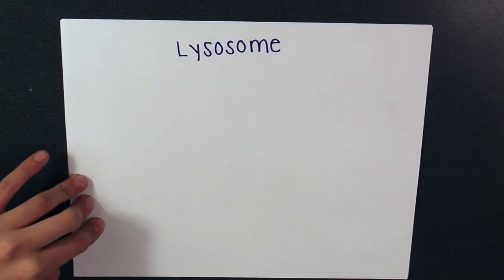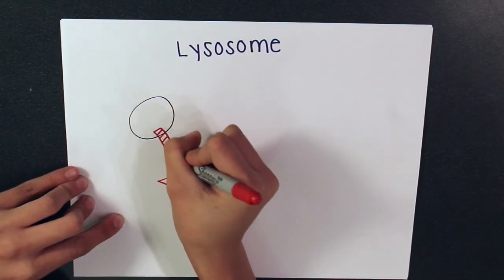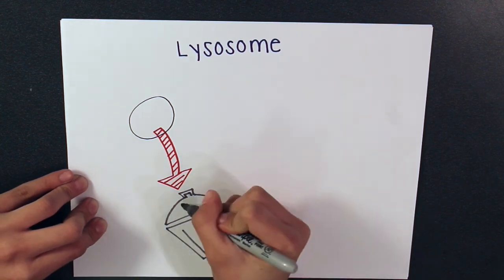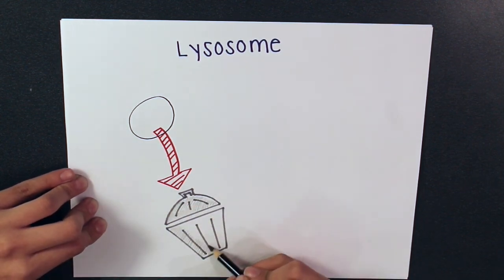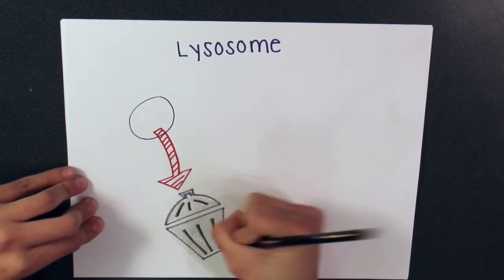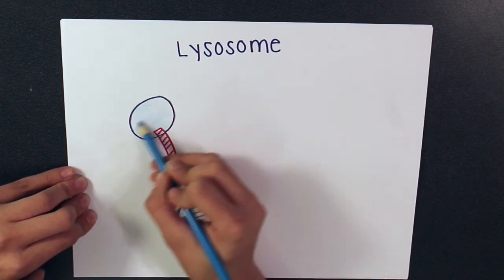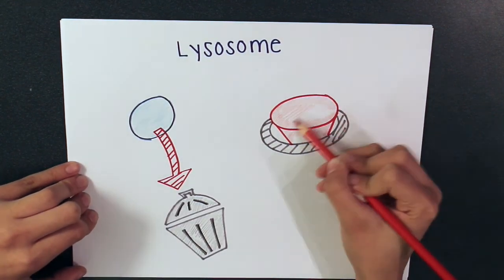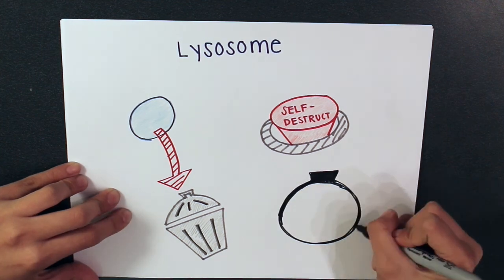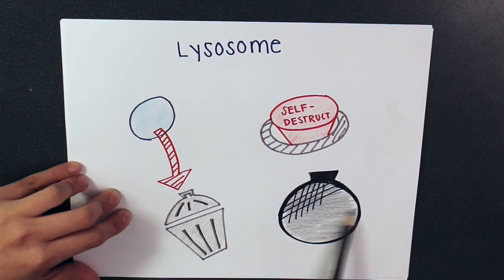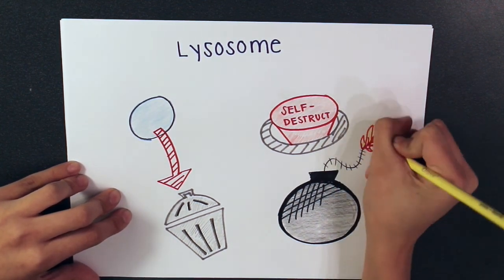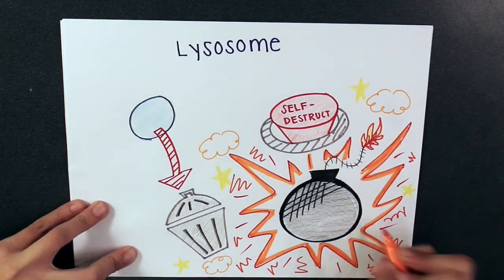Unfortunately, nothing lasts forever. The organelle responsible for disposing of faulty or old parts in the cell is called the lysosome. The lysosome usually acts as the garbage disposal of the cell, digesting waste material within itself. But it can also function as a self-destruct button through a process called autolysis, where the lysosome's membrane bursts and digests the cell from the inside out.